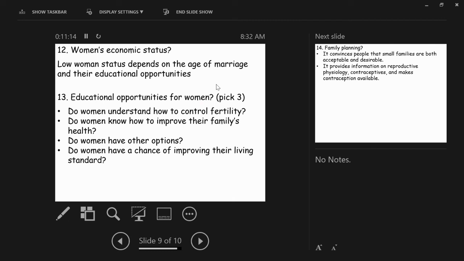So educational opportunities, we're not just talking about getting access to college, access to high school. We're talking about just them having the knowledge, knowing that there are methods that reduce or prevent fertility. I'm moving ahead in 5, 4, 3, 2, and 1.